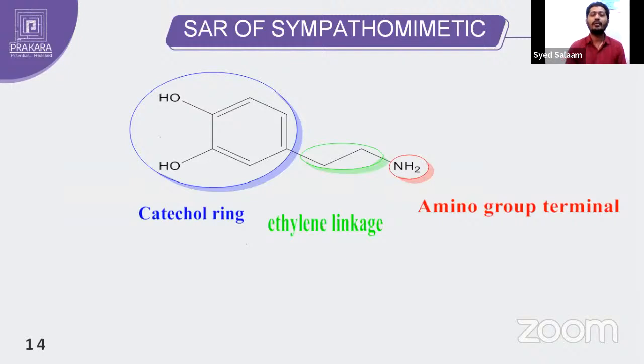Now let us see the SAR of sympathomimetic agents. We are taking the structure of dopamine, and we can see there are three major structural parts that need to be studied to identify the structure-activity relationship of sympathomimetics. First is the catechol ring. Second is the ethylene linkage, which links with the amine, and then the amino group. These are the three major parts we need to focus on when discussing sympathomimetic agents.